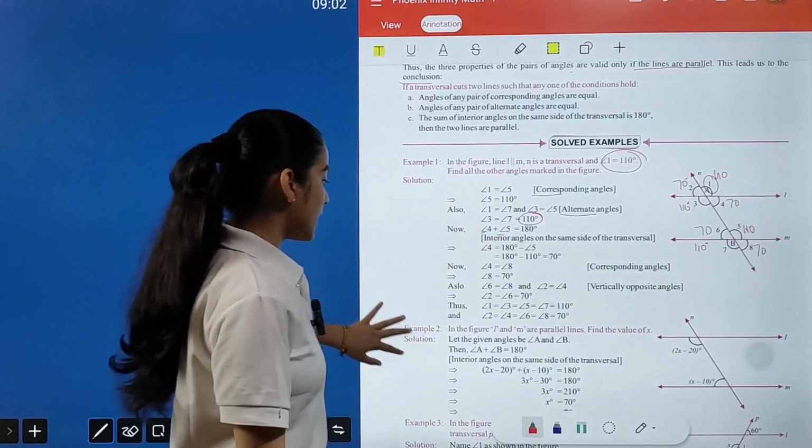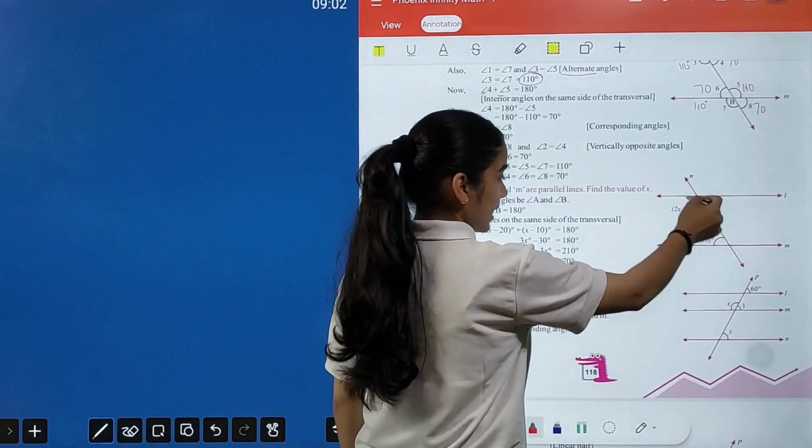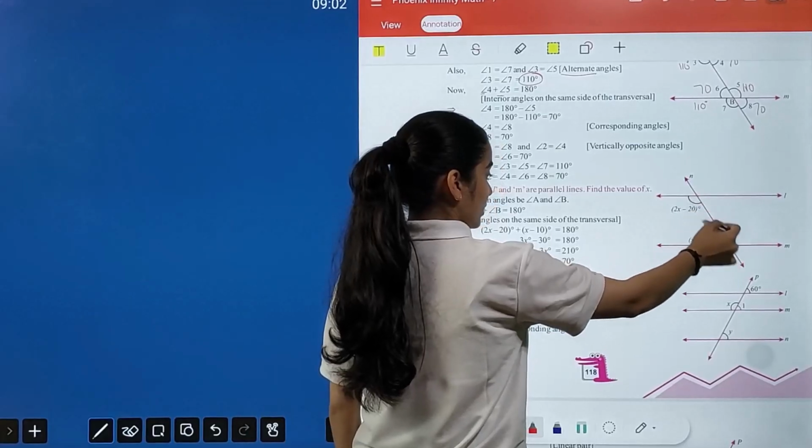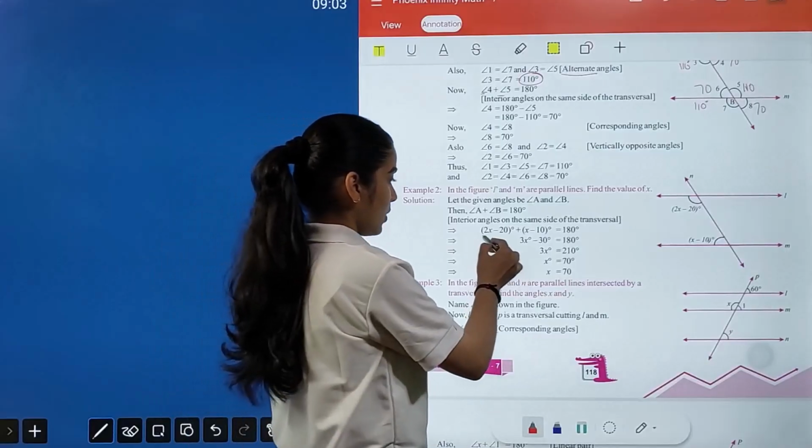Next you have in the figure, L and M are parallel lines. Find the value of x. So these are the parallel lines, and we already know that the sum of the angles on the same side is always equal to 180 degrees. So you have to add them together.